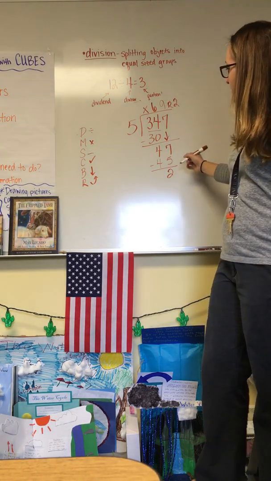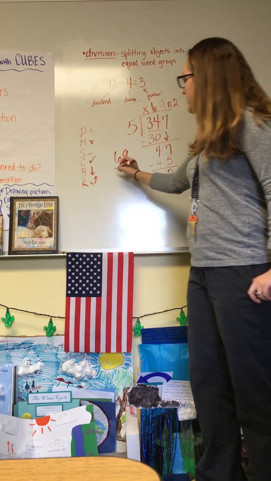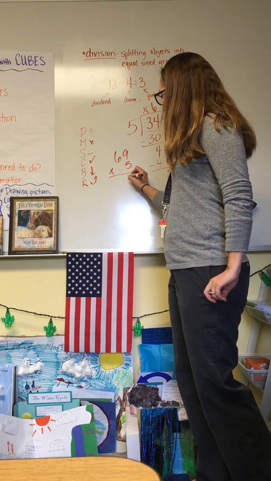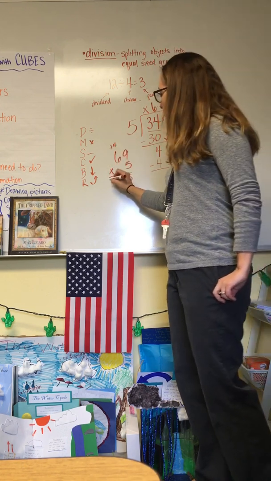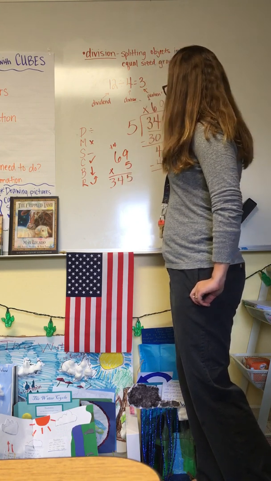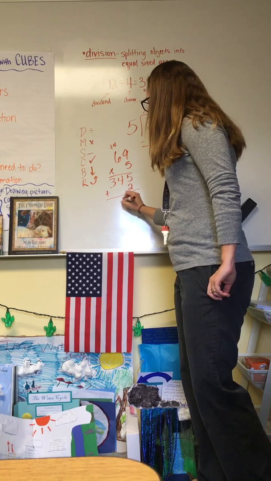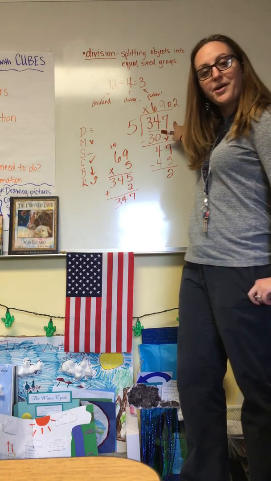And again, if I want to check my answer, I'm going to take 69, which is my quotient, times 5. 5 times 9 is 45. 5 times 6 is 30, plus 4 is 34. And then I add in my remainder, so plus 2 more. 347. I started with 347, so I'm correct.